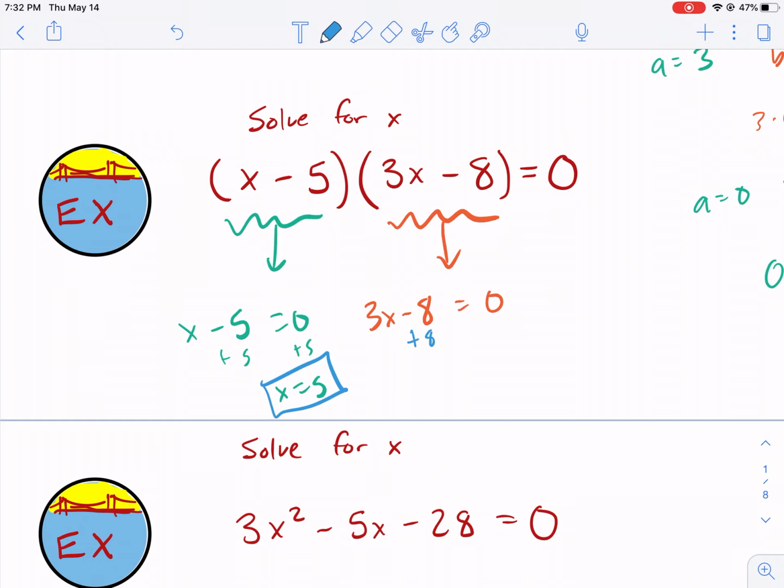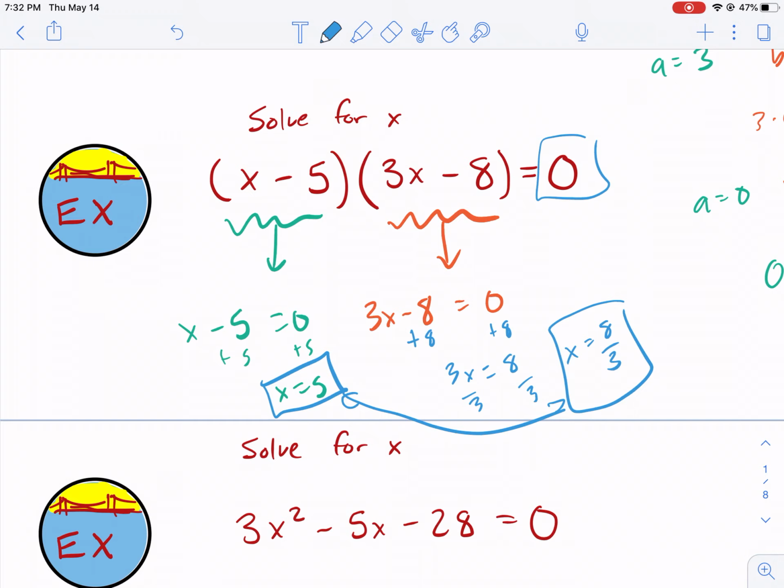Now we need to add 8 to both sides here. So we have 3x equals positive 8, and we divide by 3. And we get x equals 8 over 3. And that's our other answer. So both of these answers satisfy this equation.